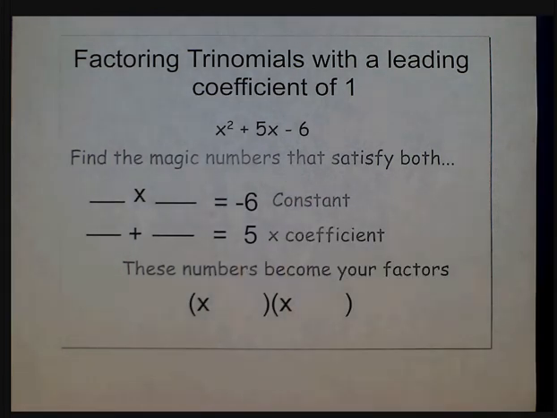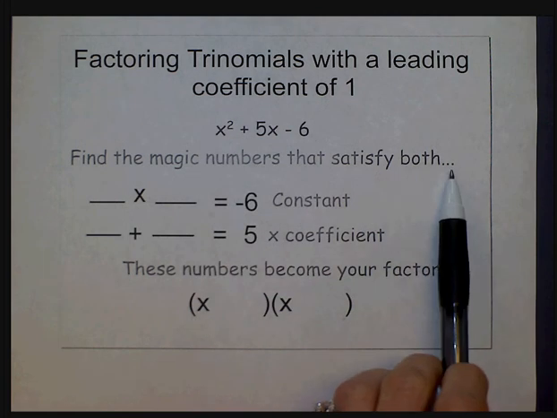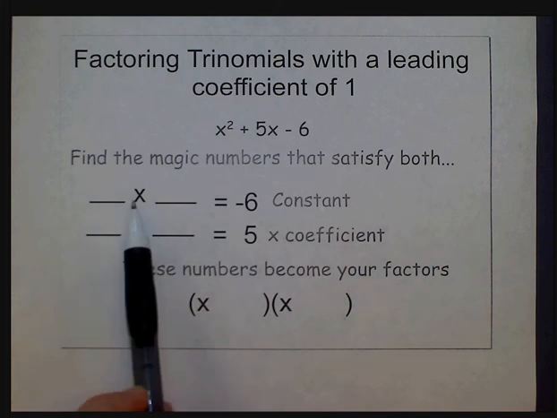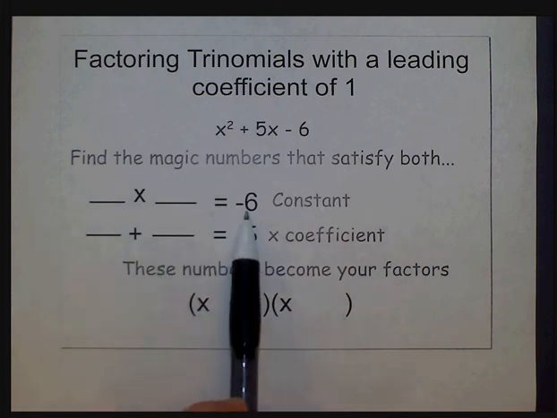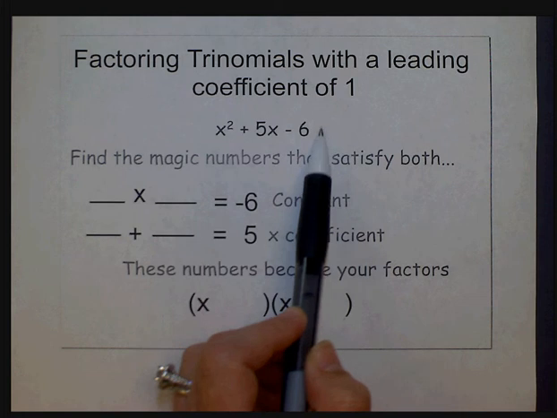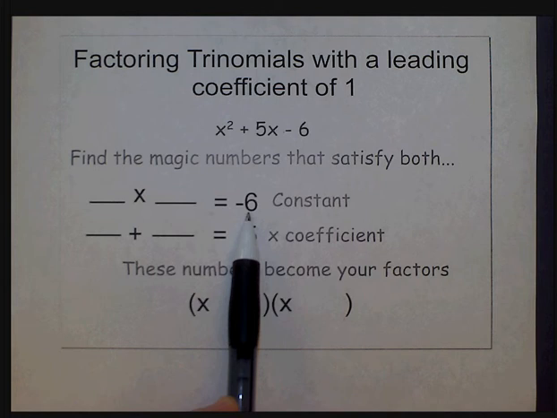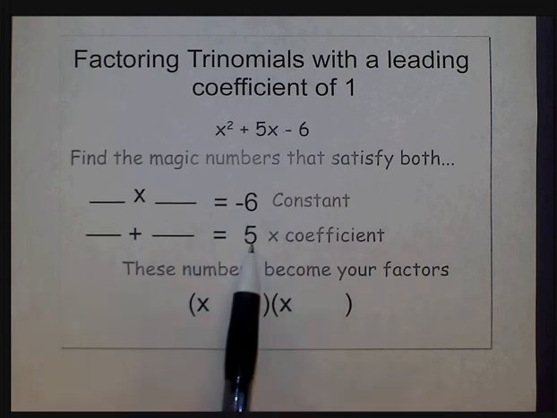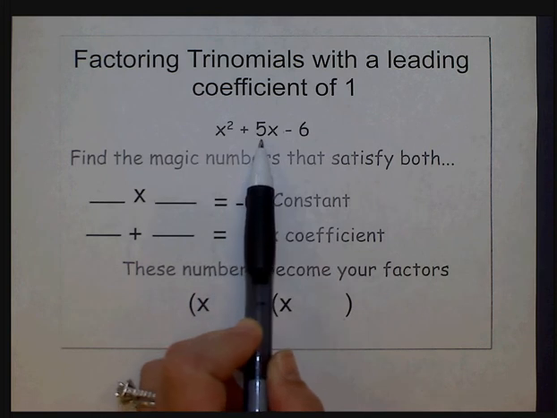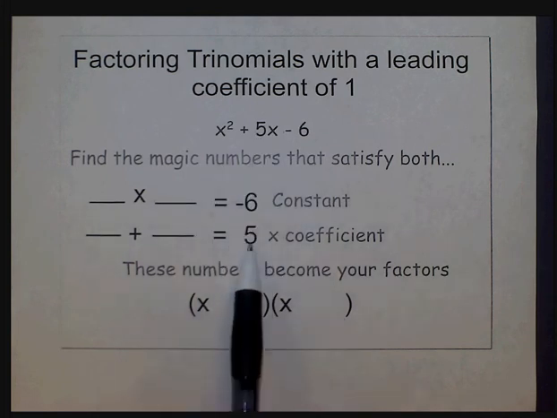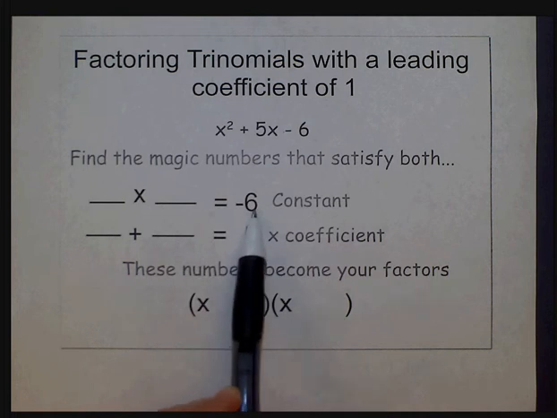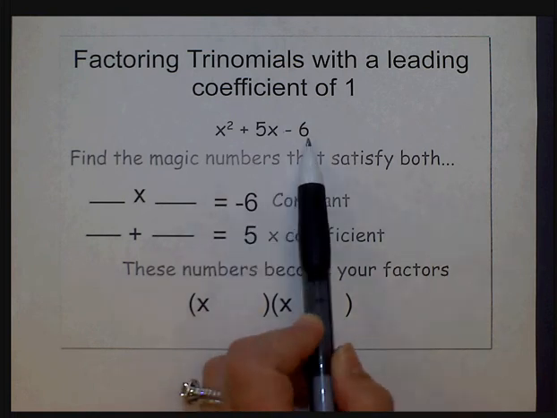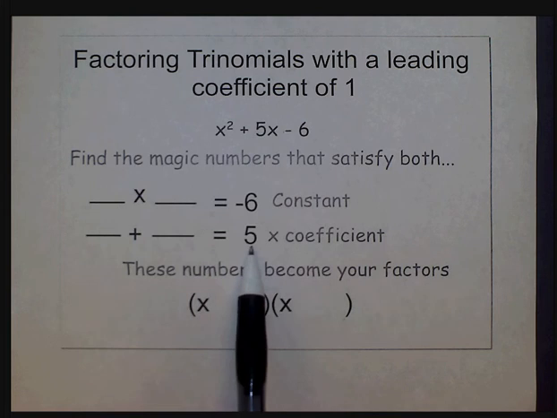So your first step is to find the magic numbers that satisfy both of these sentences. Two numbers that will multiply to give me a negative 6, which is the constant of our trinomial, the last term in our trinomial. That's where the negative 6 came from. And those same two numbers have to add together to give me a 5, the coefficient of the x term. So you will always get these two numbers from your trinomial. The one that multiplies will be the constant. The one that adds will be the coefficient of x.